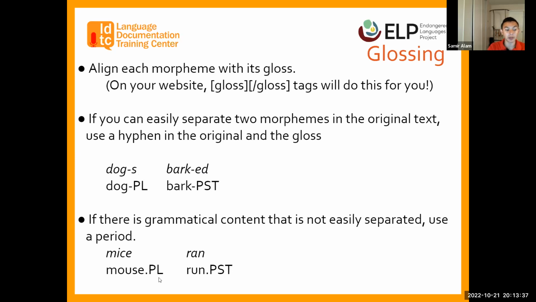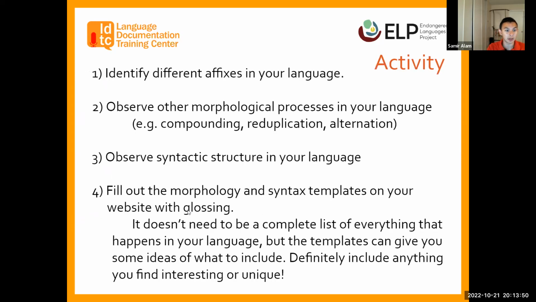I can put dot plural to indicate that I can't show that there's a prefix or suffix that's plural. But we know that has a plural meaning, so I'm going to add a dot. So these are different conventions we can go over, and there's more conventions again in the Leipzig rules that will be given on the handout.